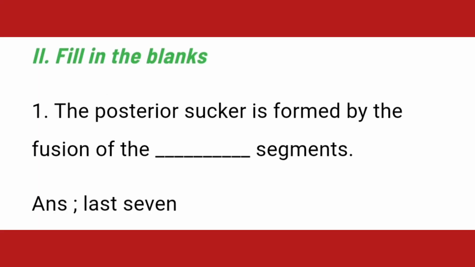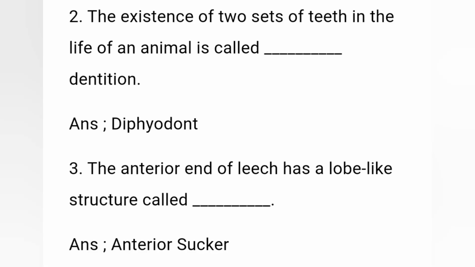Roman letter 2, fill in the blanks. First one, the posterior sucker is formed by the fusion of the dash segments. Answer, last 7. Second one, the existence of two sets of teeth in the life of an animal is called dash dentition. Answer, diplodont. Third one, the anterior end of leech has lobe-like structure called dash. Anterior sucker.